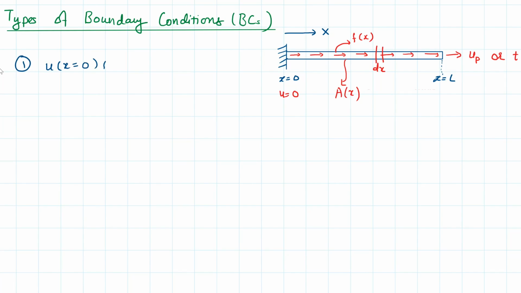to 0 to be 0, and displacement at x is equal to L is some prescribed displacement UP. This type of displacement based boundary condition is called Dirichlet boundary condition.